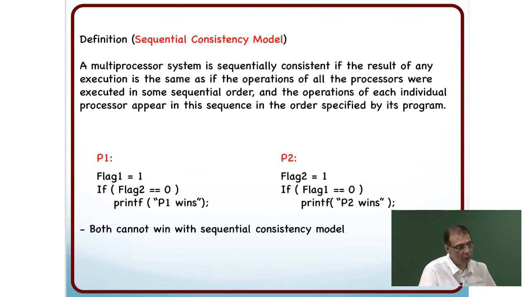Both P1 and P2 winning is not a possibility with the sequential consistency model, right? Because that's not a valid interleaving of the instructions as you see over here. There is no way you can interleave these instructions and get that output.